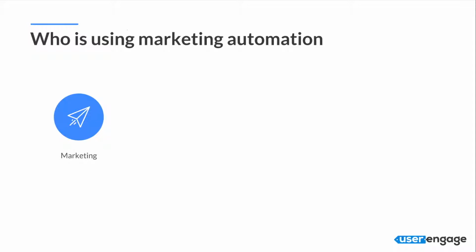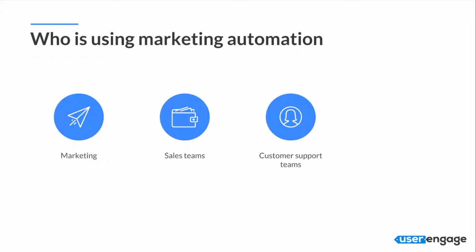So who is actually using marketing automation inside companies? First and foremost, well, it's marketing automation, so marketers. Then it's the sales team. Marketing automation helps them improve their processes or even automate them. Then there is the customer support team. They receive a lot of data about customers, and it's very valuable to them. And managers, because they have better control over what's going on inside the company.